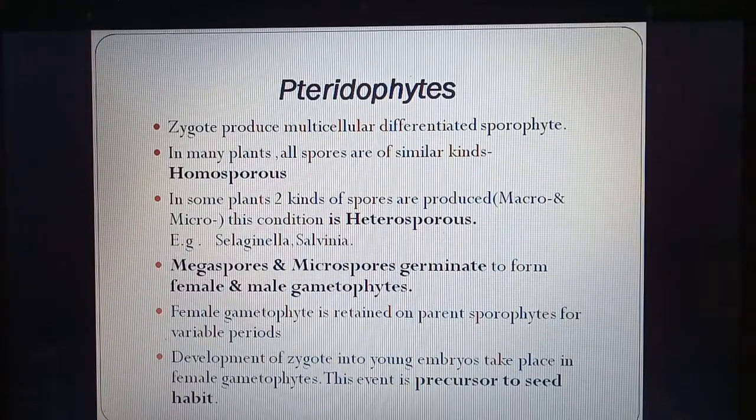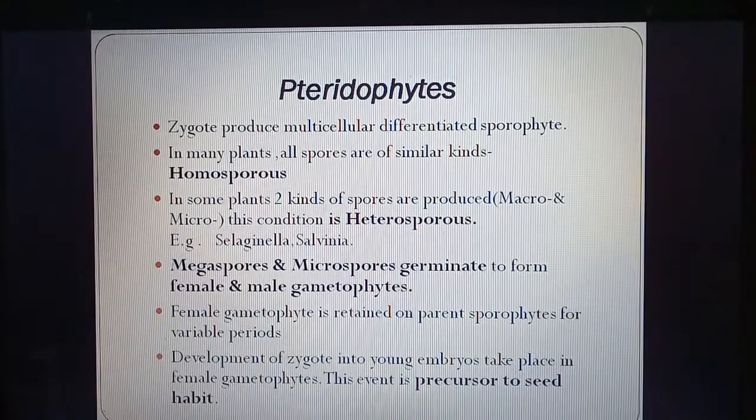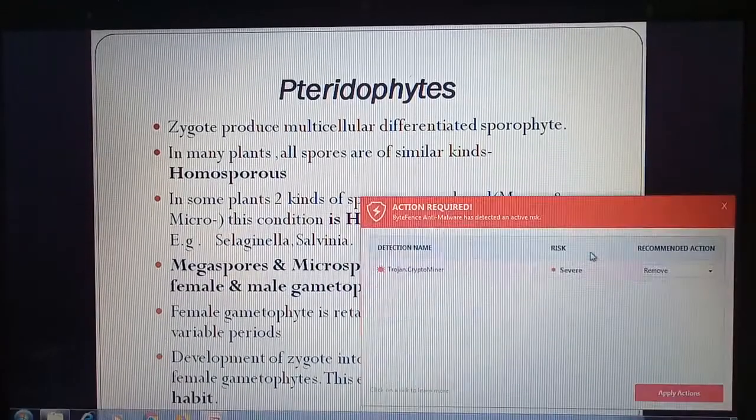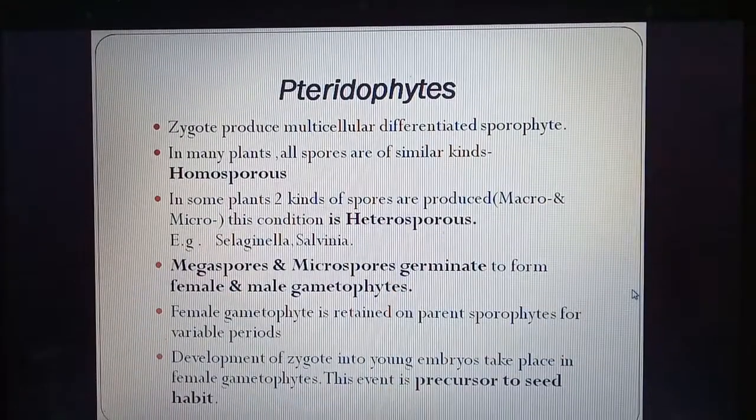In many plants, all the spores formed are of the same kind, of the same size, of the same shape. They are called homosporous. Homo means same. But in some plants, two kinds of spores are produced. Now the large spores are called megaspores and the small ones are called microspores. Example is Selaginella and Salvinia. And this condition is called heterosporous.